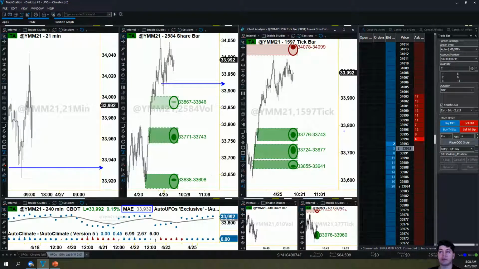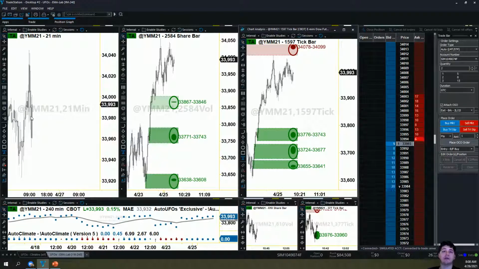Same thing with here, and same thing with somewhere around here. So unfortunately, we don't have any UFOs to take a trade on this setup, right? And as of right now, at least the way I see it, I don't see any new ones developing in that area.